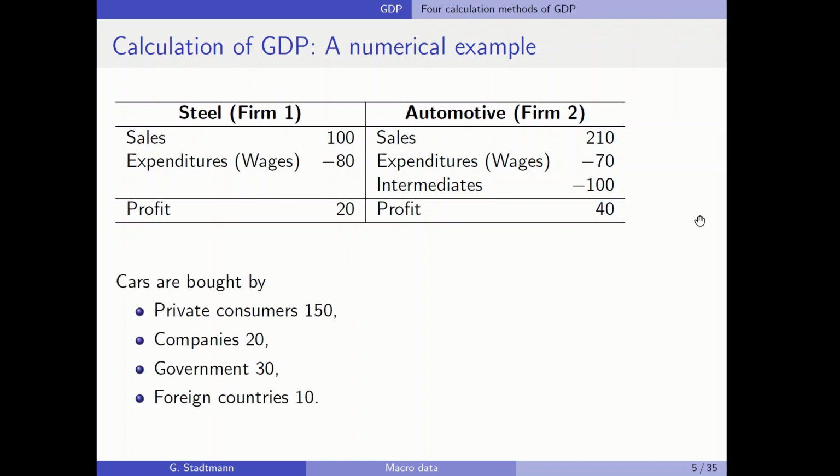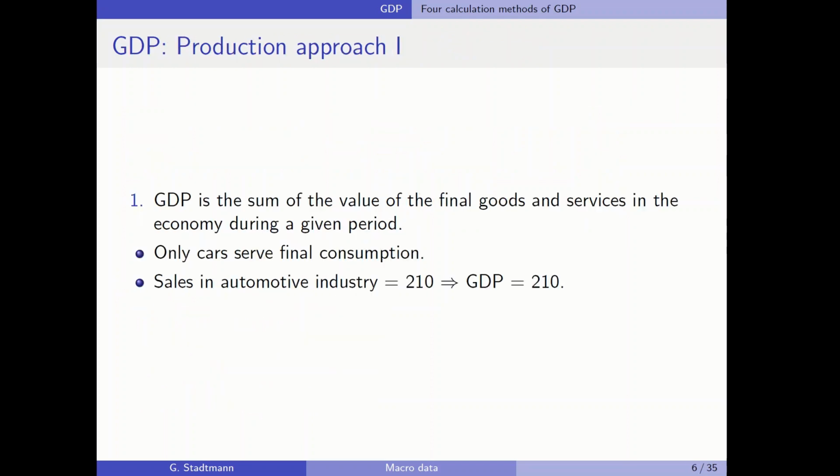Furthermore, we are assuming here that the cars are bought by private consumers, 150, companies as investment goods, 20, government, for example, uses the cars as a police car, and then some foreign countries are importing the cars. This is the setting of the economy, and now we can look at the different definitions.